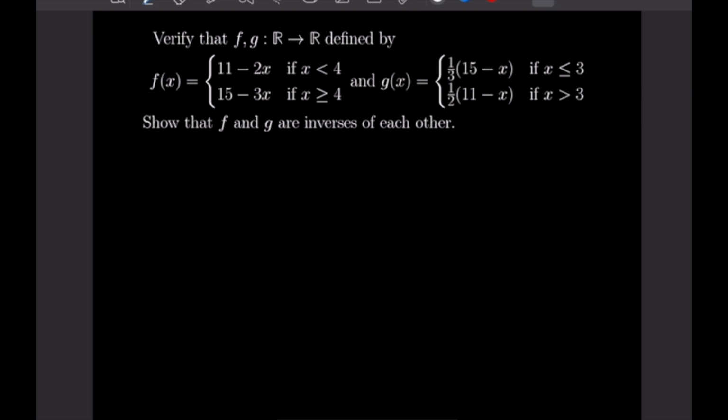And then for g of x, we have g of x is equal to 1/3 times the quantity 15 minus x if x is less than or equal to 3, and it's equal to 1/2 times the quantity 11 minus x if x is greater than 3. And we want to show that f and g are inverses of each other or prove that they are not.